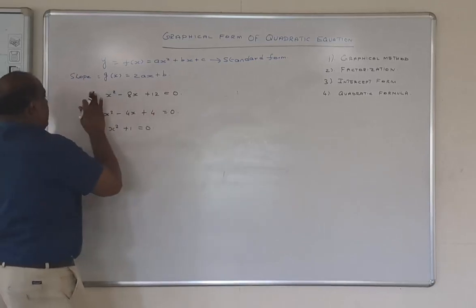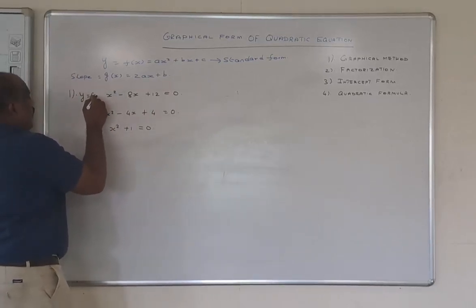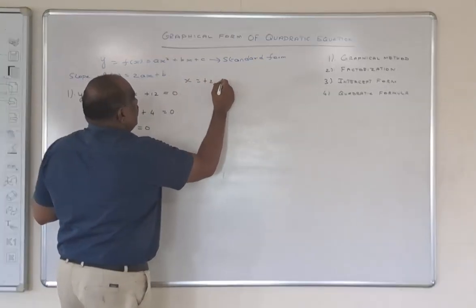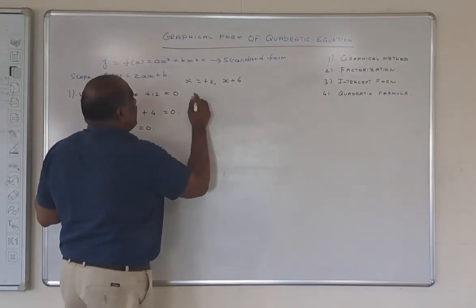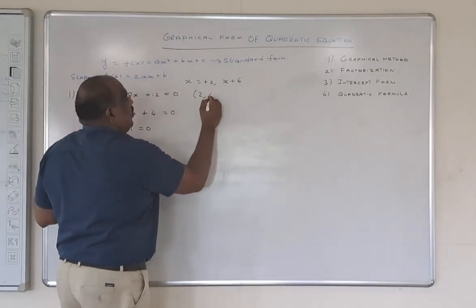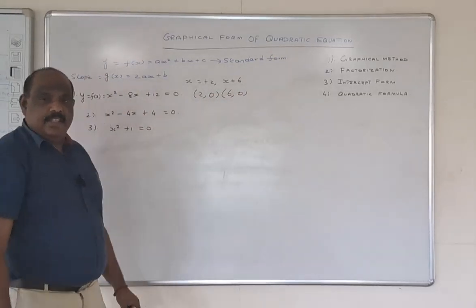So for this equation, I will take y equal to f of x. For this graphical method, the roots are x equal to plus 2 and x equal to plus 6, which means when x is 2, what is the value of y? 0. When x is 6, what is the value of y? 0. This is the logic. Okay, fine.